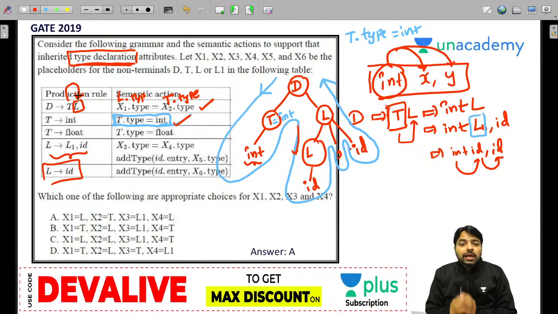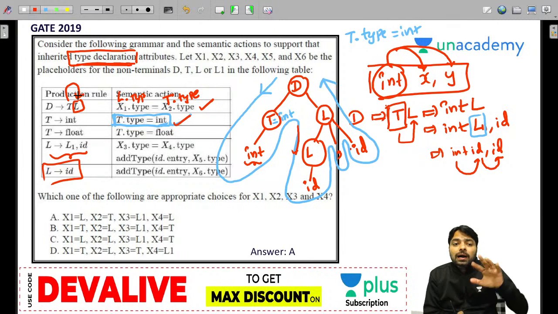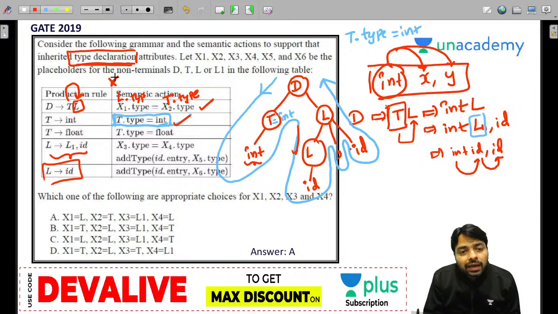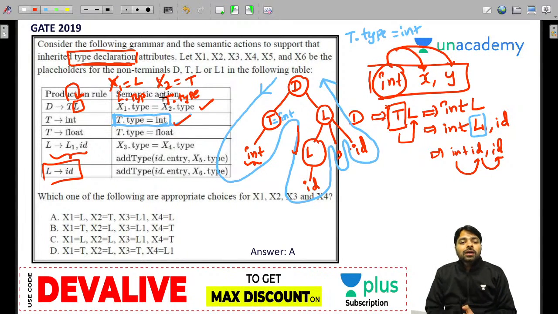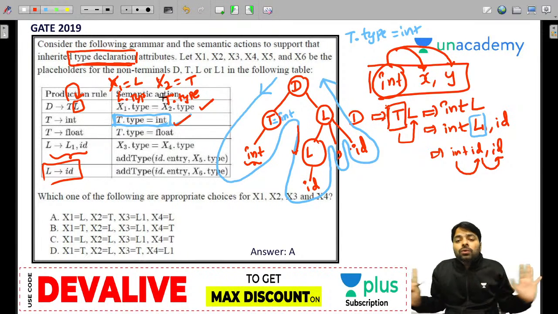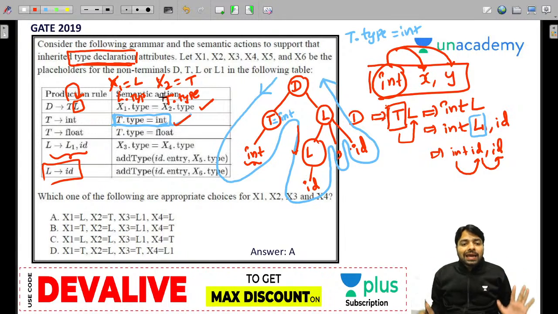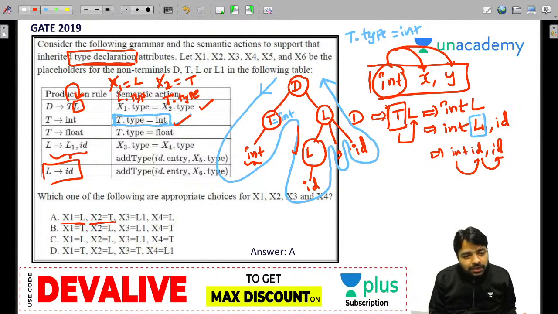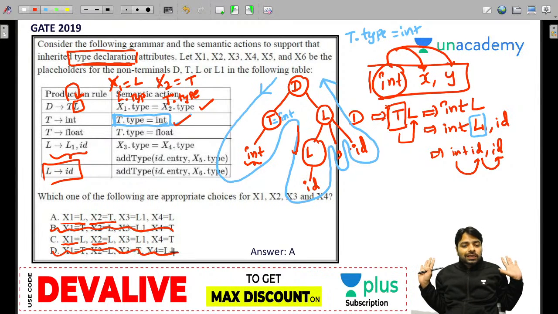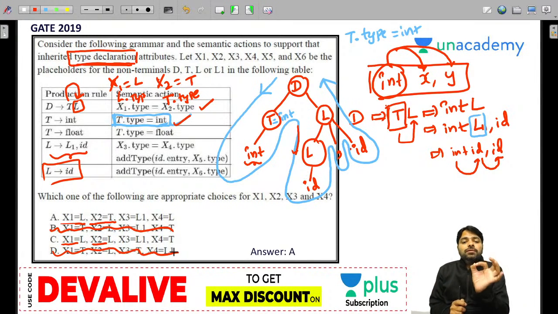Is that clear? L attribute value is computed depending on its left sibling. So here x1 should be L, x2 should be T. Why? We know about T, we don't know about L because we are moving from left to right. Are you clear on this point? x1 should be L and x2 should be T. So you are left with only options A and C. You can delete B, you can delete D. Are you clear on this point? Now it is not complete, only a little is done.